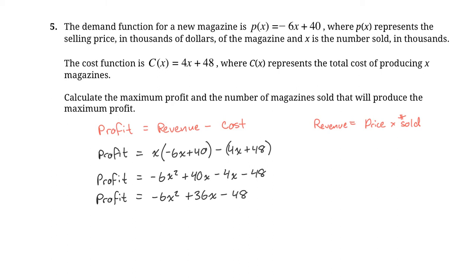And remember what the question is actually asking. We're trying to calculate the maximum profit and the number of magazines sold that will give us that maximum profit. So we need a maximum profit. So you should change this equation and convert it into vertex form. And since you know how to do that, you're going to pause this video and try that on your own.